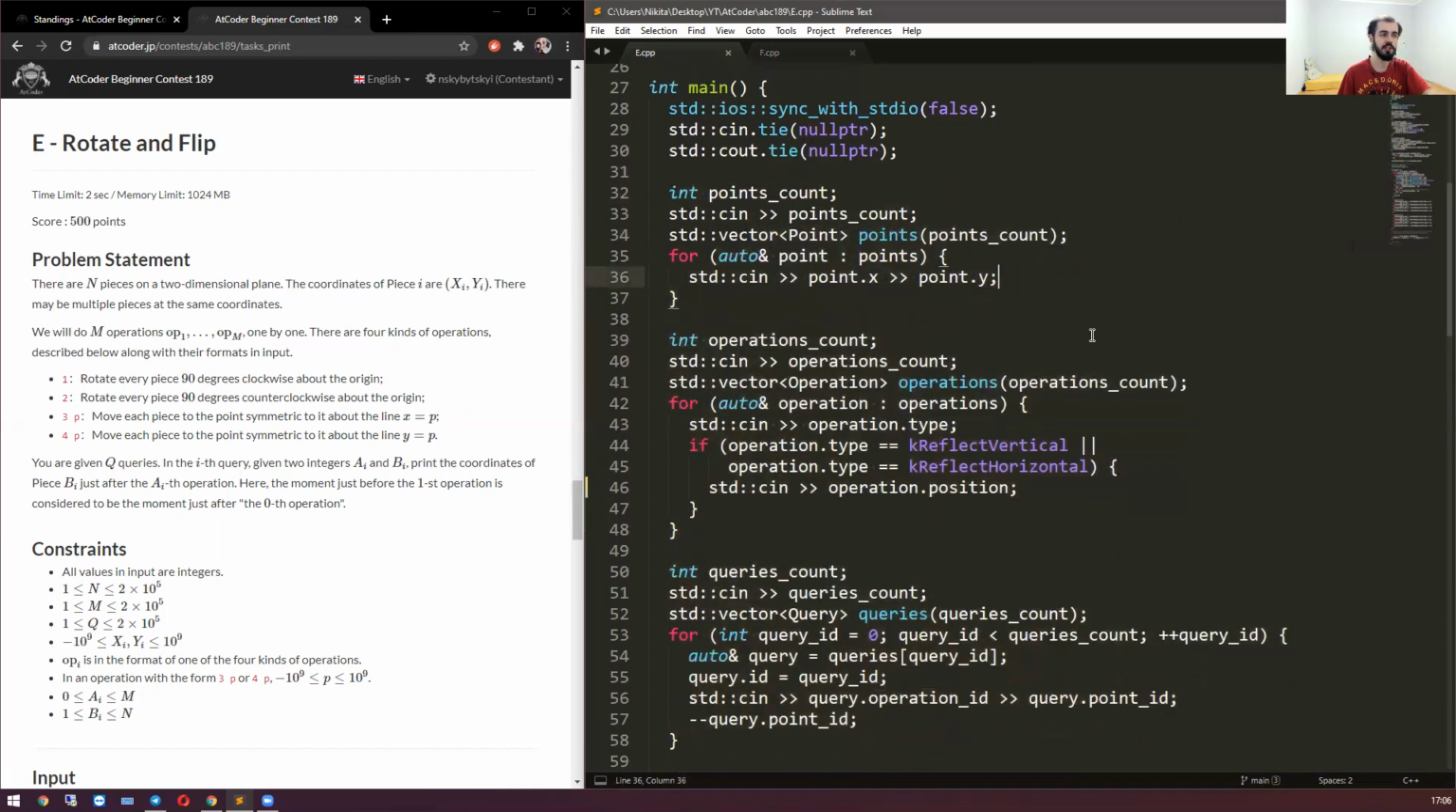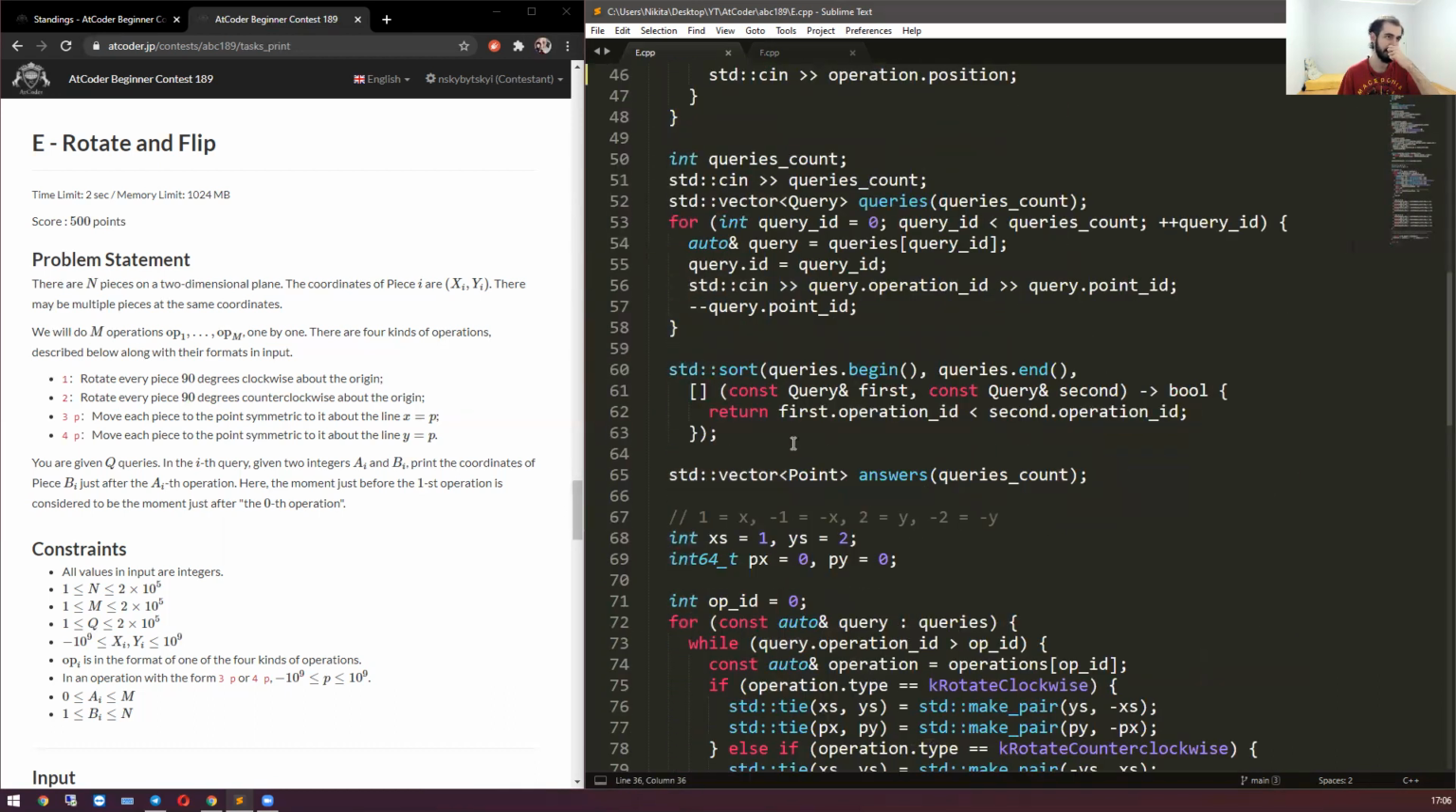Then the usual trick when you want to process queries is, first of all, you want to add a query ID, so the index in input, then you want to sort them. In this case, you wanted to sort them based on operation ID. So first, you wanted to process queries that have the lowest operation ID, something like that. Because it makes sense to process operations and queries in order. I guess it's not the only problem where something like this helps. Okay.